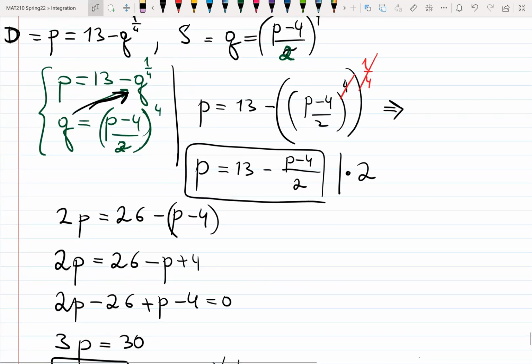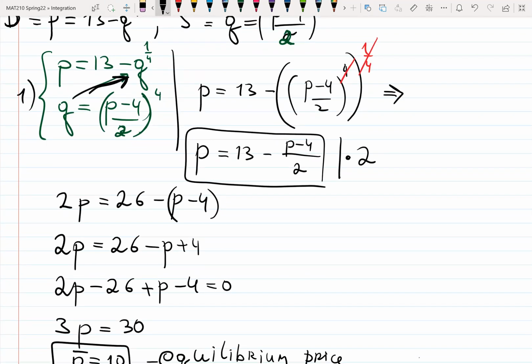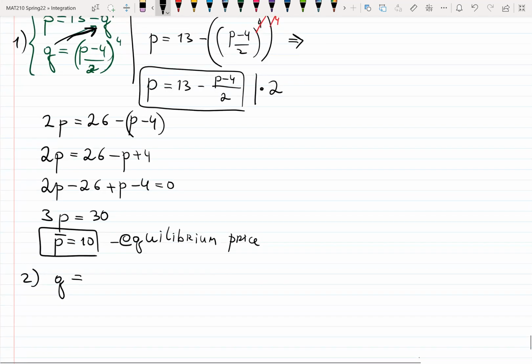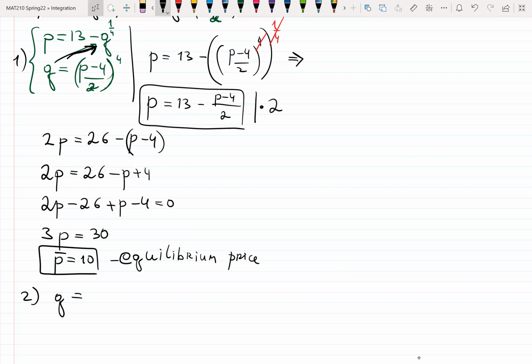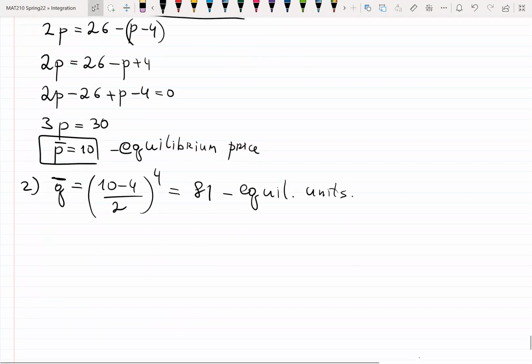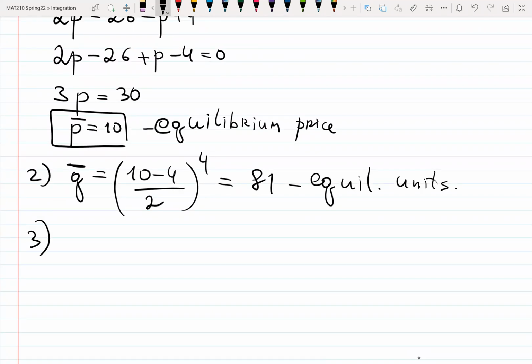If we know the equilibrium price, guess what now? Step 1, find the equilibrium price. Step 2, now we can find Q bar. Just choose any of those equations, it will give you the right answer. For example, equation number 2: ((P minus 4) over 2) to the 4. That is Q bar. 10 minus 4 is 6, 6 over 2 is 3, 3 to the 4 is 81. That's the equilibrium quantity. Step 3, now we know that the integral will be from 0 to 81, and that was important.